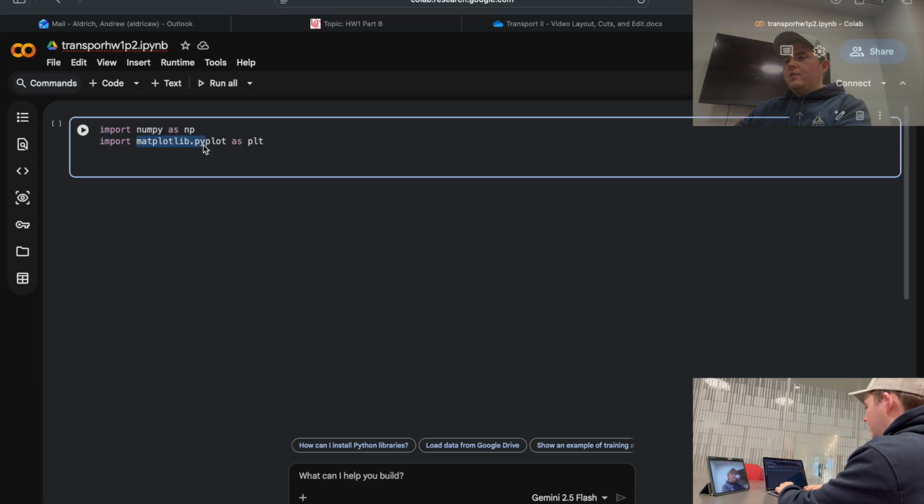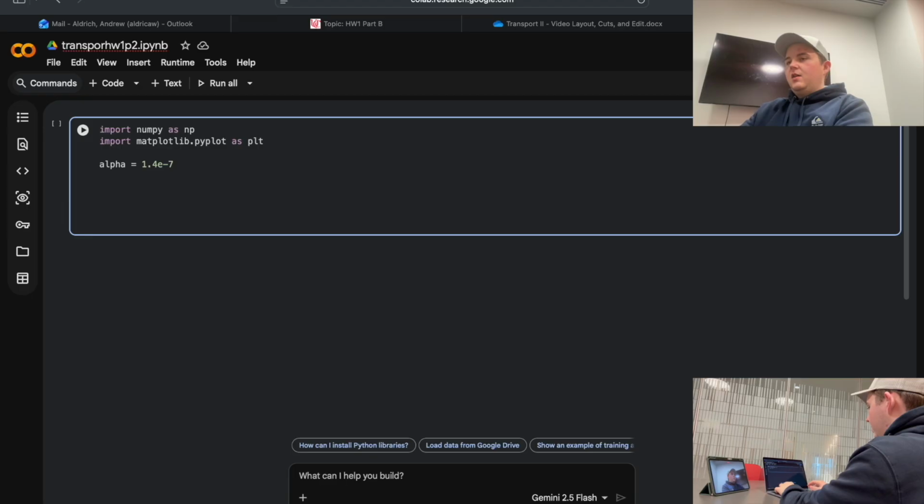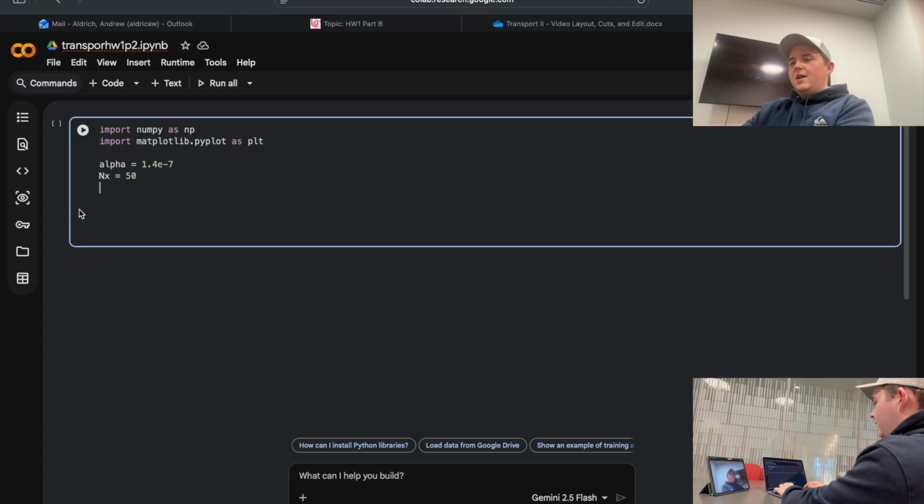Okay, let's get started. The first thing we're going to define is our thermal diffusivity, alpha. I just looked up a value for thermal diffusivity that would work in this instance, and this is what came up. So we're just going to use that for this case, and we're going to have nx, which is just going to be our nodes or our steps. We're going to set that equal to 50.